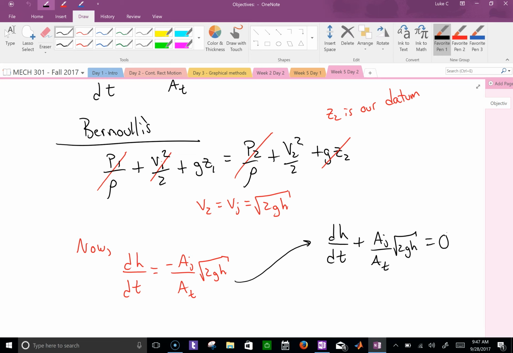No. Rows cancel. Oh, what did I call Z1? Yep, or H, yep. So I called Z1 H.